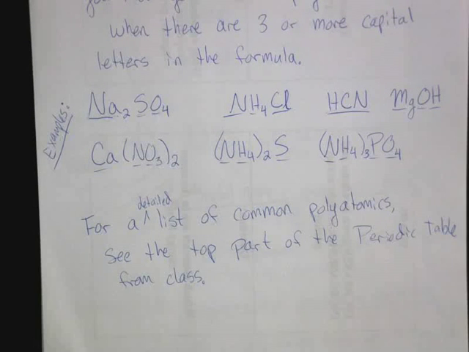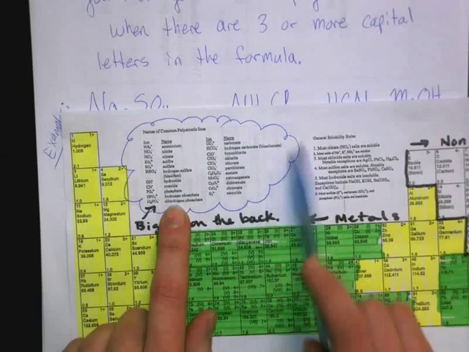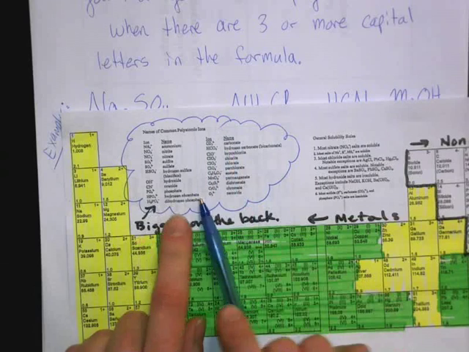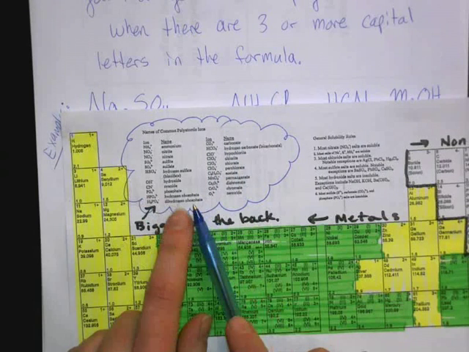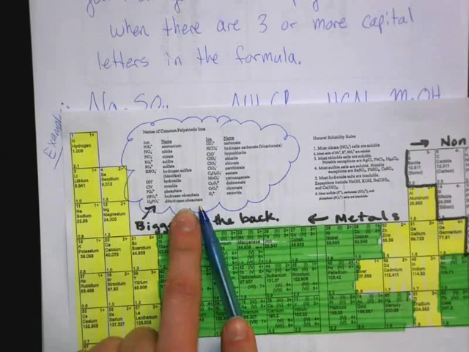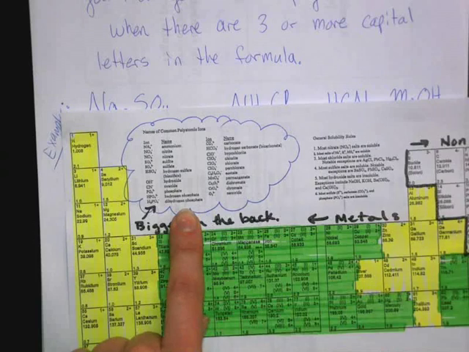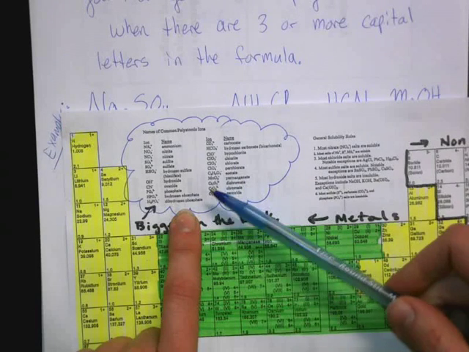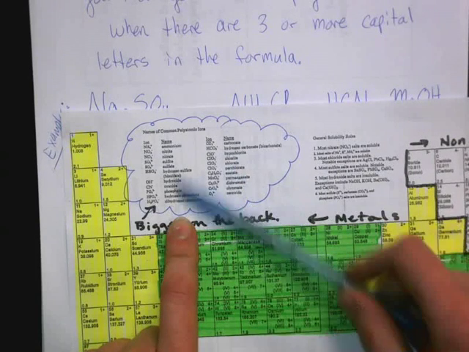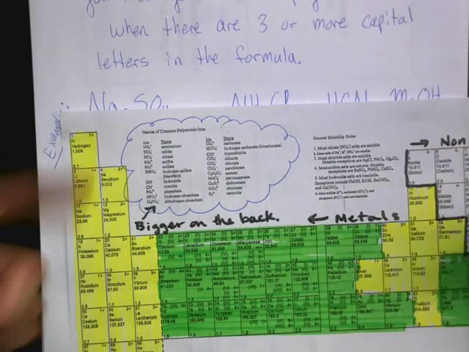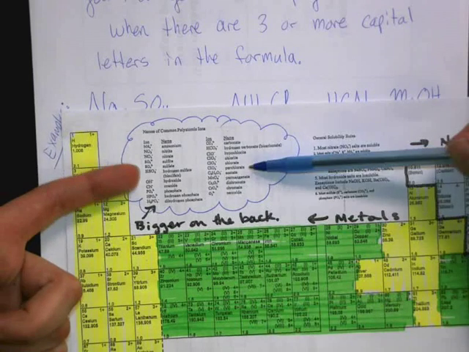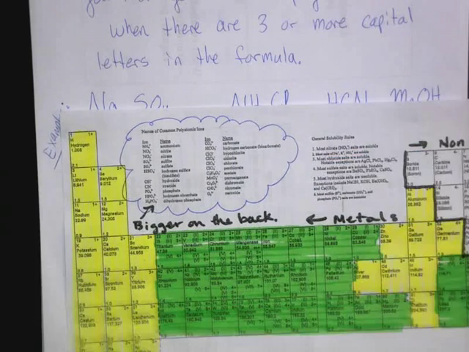Now, for a detailed list of common polyatomics, you can check out the top part of your periodic table. I've done the squigglies around them here, a little cloud. This is kind of hard to see. I'll rewrite for the purpose of this video some of the main ones that we'll see, but this is a detailed list. There are a lot more than just in this list. These are the common ones we'll see in general chemistry.